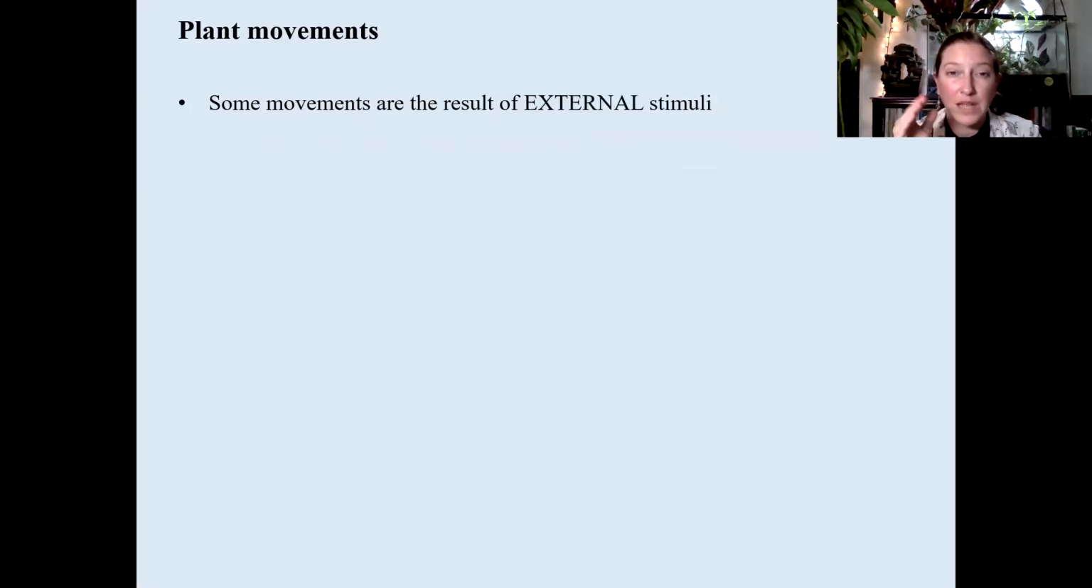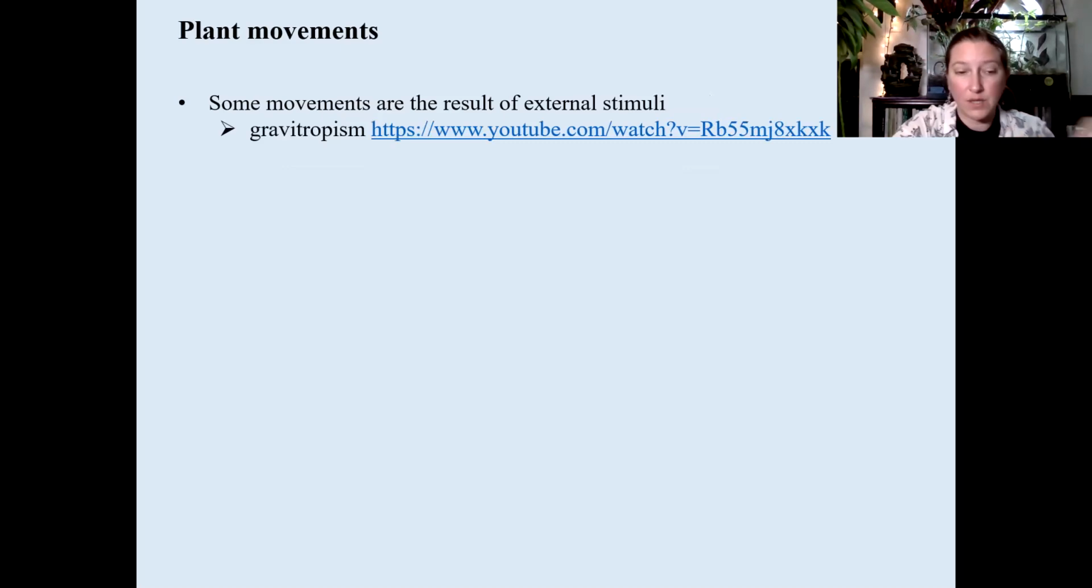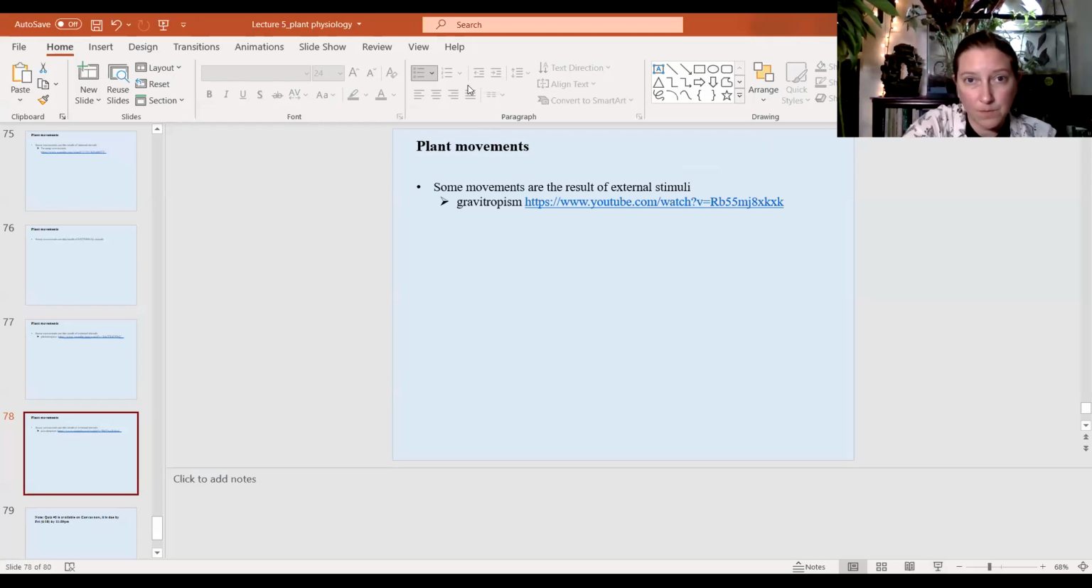Then there are types of plant movements that are a result of external stimuli. So something is affecting the plant from the outside and causing the plant to move in a certain way. And we're going to talk about two different types of this movement, phototropism and gravitropism. Phototropism is movement towards light. Gravitropism is movement in response to gravity. So I'll pull these up.